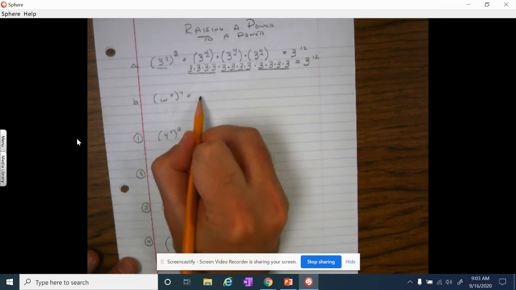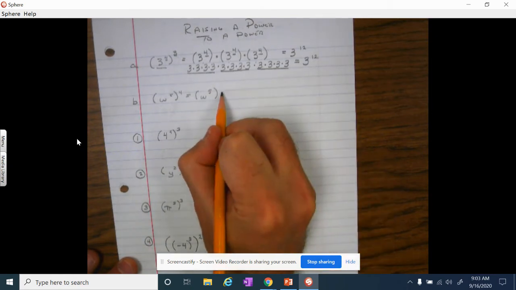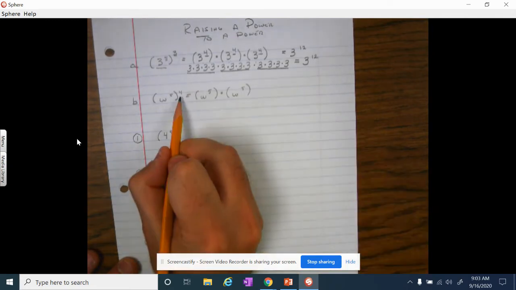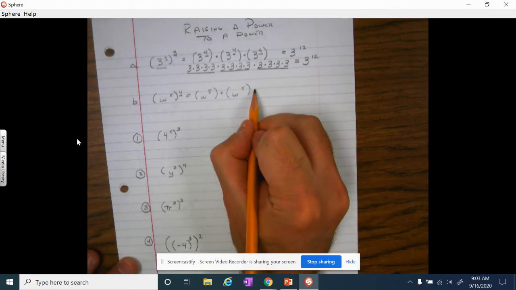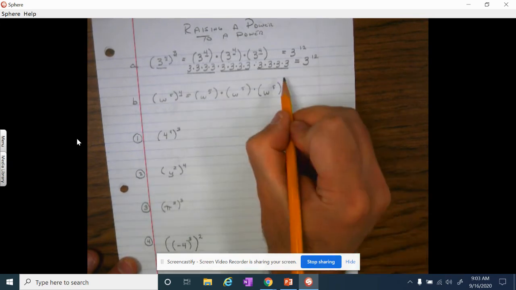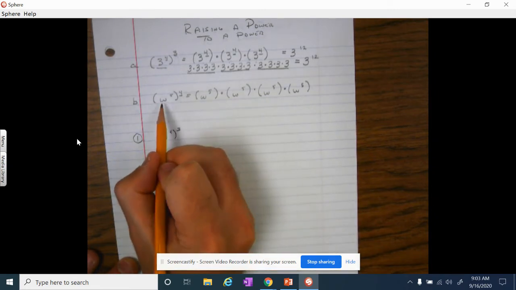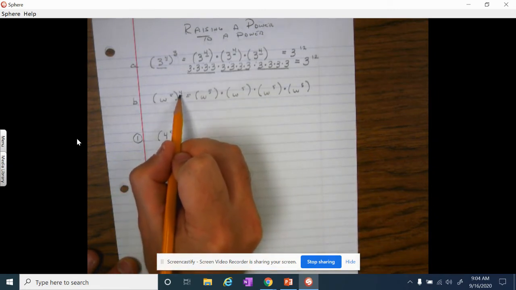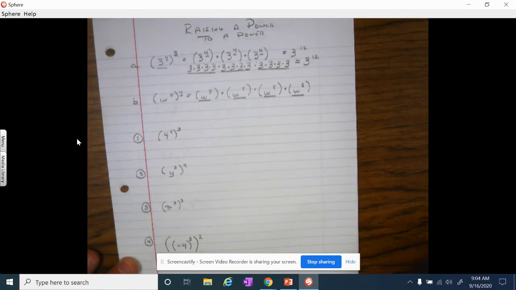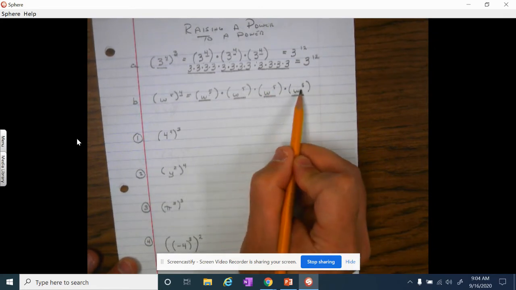If I look at letter B, it says W to the 5th to the 4th power. So that means I have 1 W to the 5th. Then I have a second W to the 5th. This is my key exponent right there. I have a third W to the fifth. And I have a fourth W to the fifth. So let's just verify. It says W to the fifth four times. One, two, three, four. W to the fifth, W to the fifth, W to the fifth, W to the fifth.